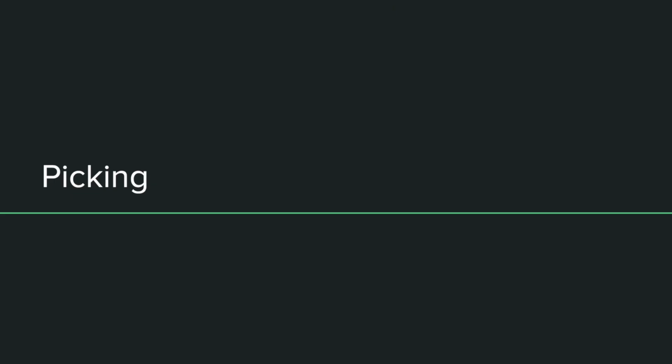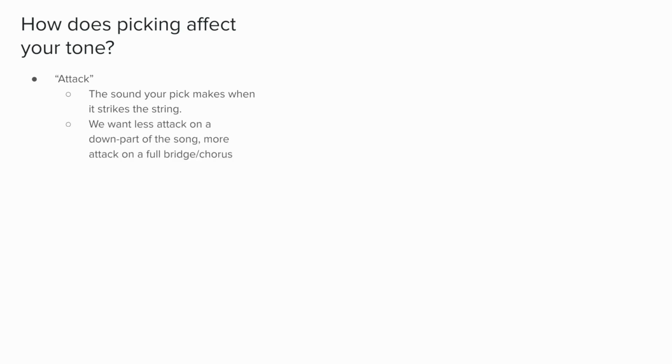All right, so now let's talk about picking. How does picking affect your tone? Well, the first point I'd like to make is this idea of attack. So what is attack? That is simply the sound that your pick makes when it strikes the string. So we want less attack on a down part of the song and then more attack on a bigger, more full band part of the song.